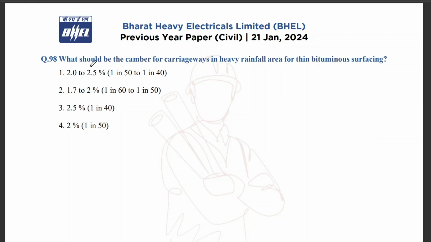Question number 98. What should be the camber of the carriageways in heavy rainfall areas for thin bituminous surfacing? So first of all, what is camber? Camber is the cross slope provided on the road surface to drain rainwater efficiently and prevent water accumulation, which can lead to skidding and pavement damage. For thin bituminous surfacing, a camber of 2.5% is recommended. It enhances surface runoff while maintaining driving safety.